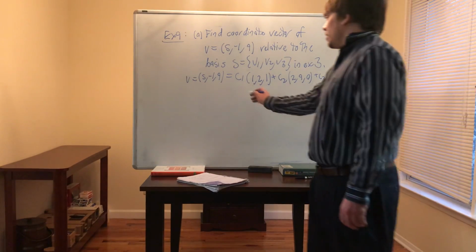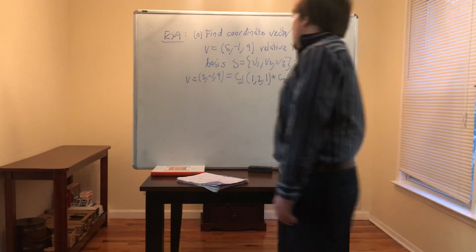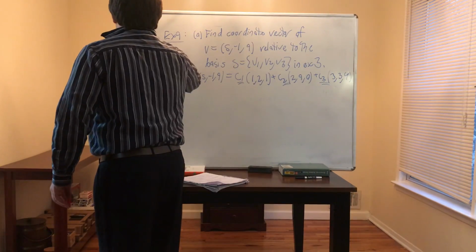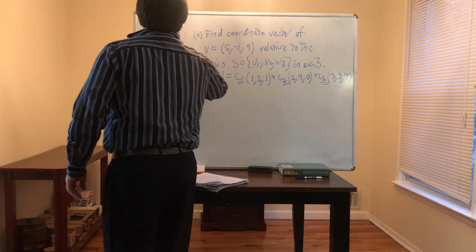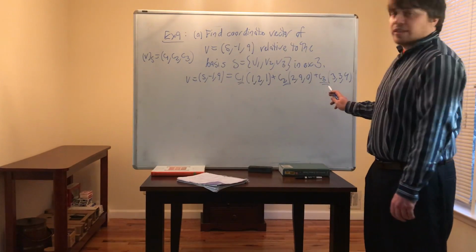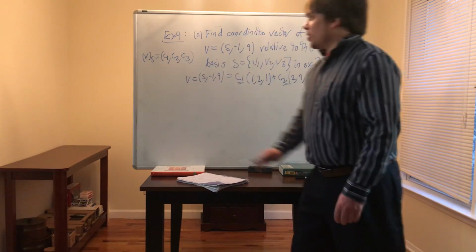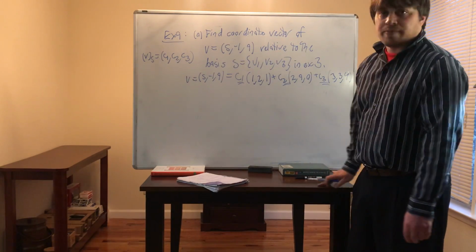I want to find C1, C2, and C3 such that that equation holds. And then the coordinates of V relative to that basis S is going to be (C1, C2, C3). Once I find the coefficients here, those will be the first, second, third components of the coordinates of that vector V relative to that basis S.